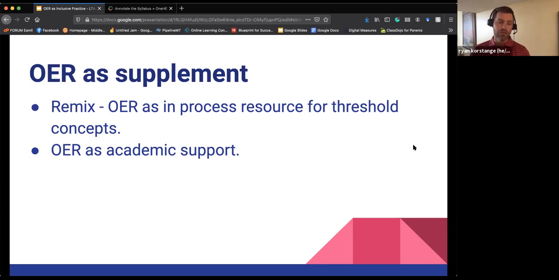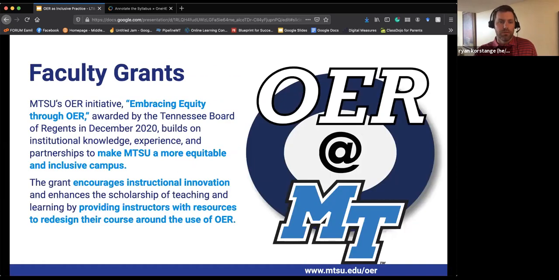And then the other thing is OER can provide academic support, right? So I know from teaching a lot of stuff that there are concepts that students typically struggle with. I can use a variety of OER sources to really get into and to provide supplemental and supportive resources around those concepts that are going to be more difficult and hard. So OER serves a couple of different functions there.